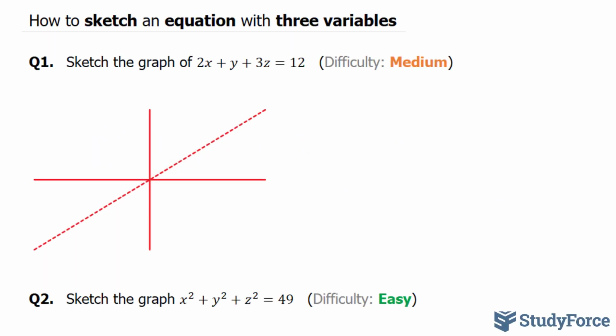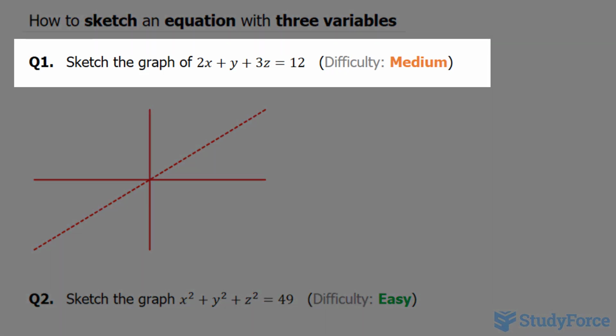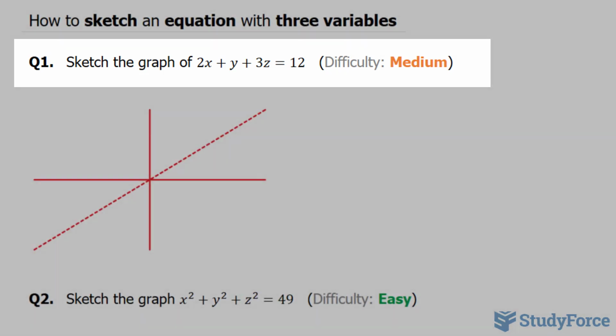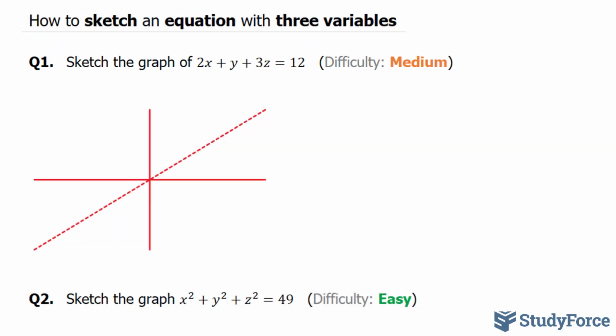In this lesson, I'll show you how to sketch an equation with three variables. The first question reads, sketch the graph of 2x plus y plus 3z is equal to 12. What we have to do is represent this equation, which has three variables, as f of x and y. And the way we can do that is by solving for z.